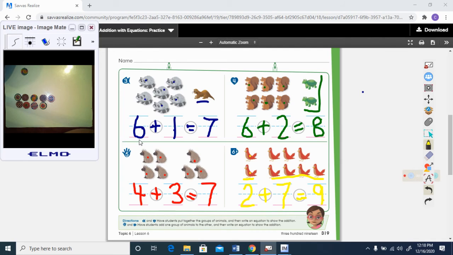Everyone say the blue equation with me. Ready? 6 plus 1 equals 7. Everyone say the green equation with me. 6 plus 2 equals 8. Everyone say the red equation with me. 4 plus 3 equals 7. And everyone say the yellow equation with me. 2 plus 7 equals 9.